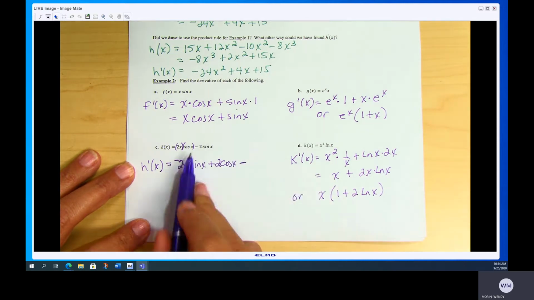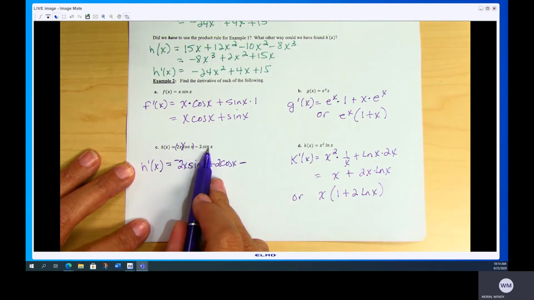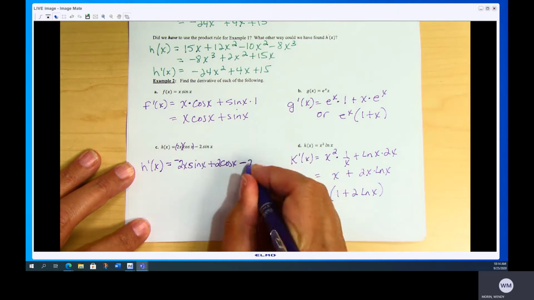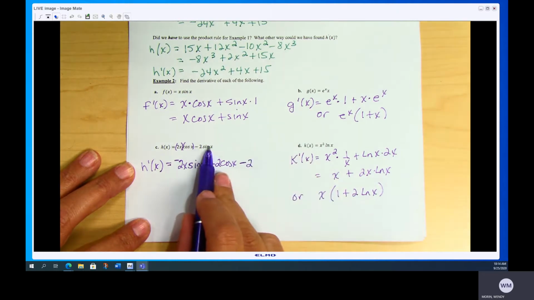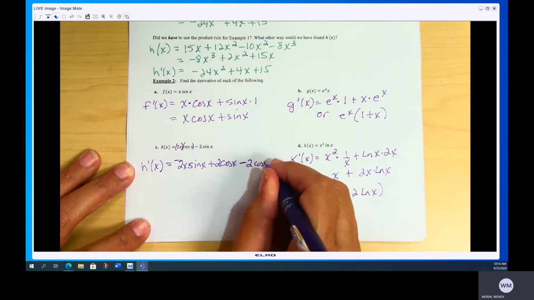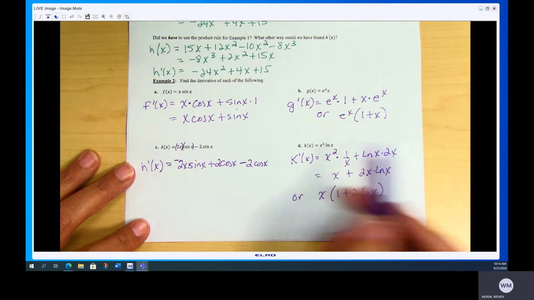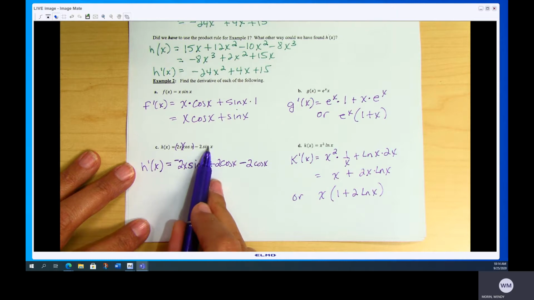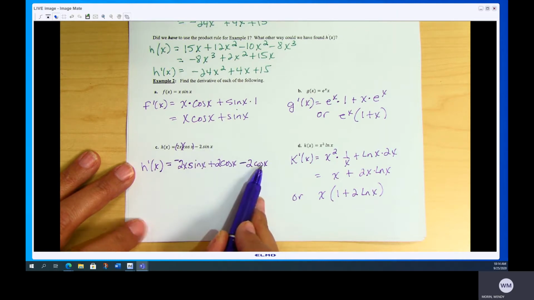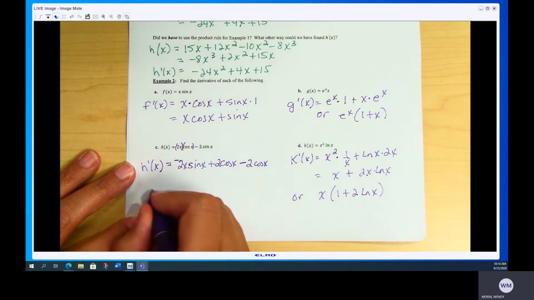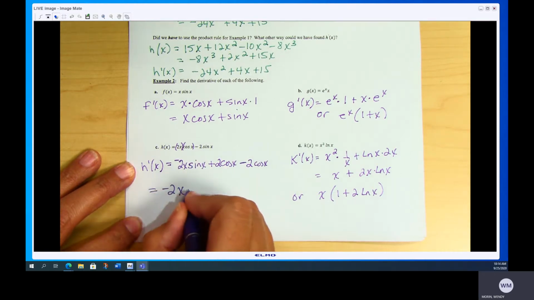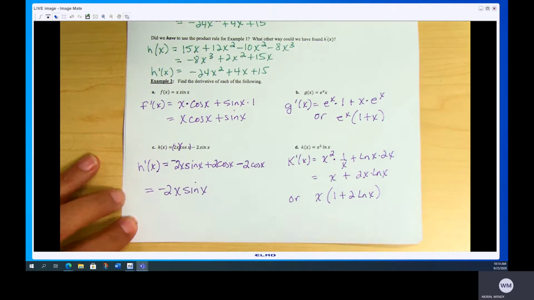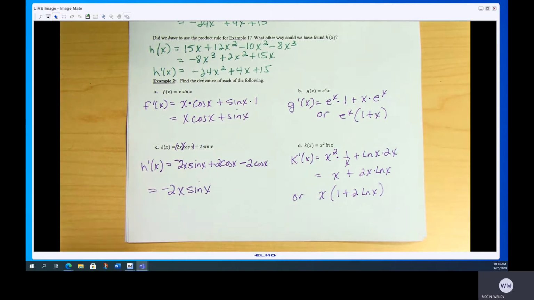Now, take the derivative of 2 sine x. So we're going to multiply the derivative of sine x by -2. Derivative of sine x is cosine x. So again, memorize. Derivative of cosine x is negative sine x. The derivative of sine x is positive cosine x. Don't get those confused. These two cancel out. Your final answer is -2x times the sine of x. And that's the product rule.